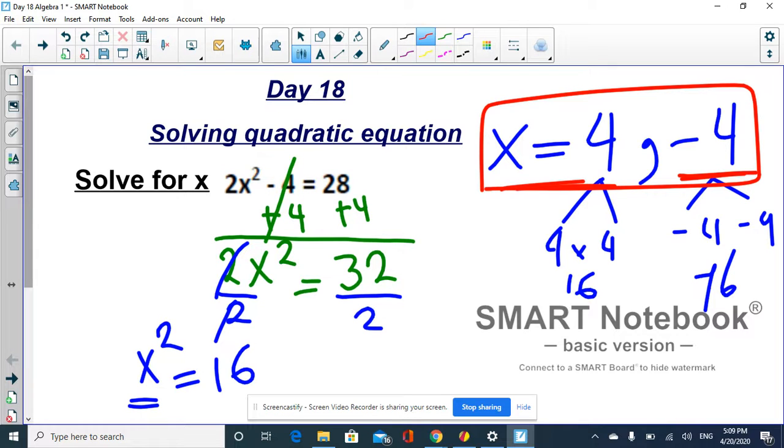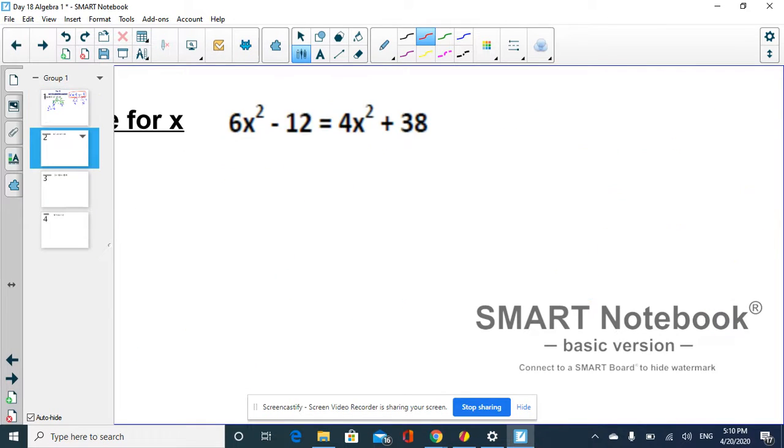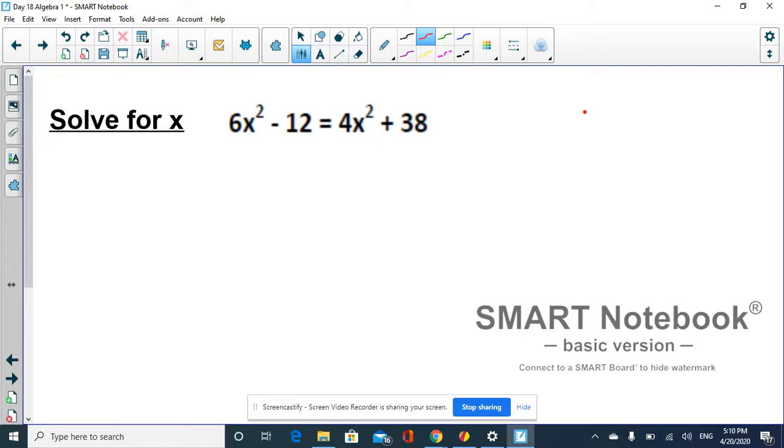Let's see another example. x squared minus 6x squared minus 12 equal 4x squared plus 38. And this time we have x squared, we don't have x, so we can use the same method, like keep x in one side and move all the numbers in the other side. In this one, we have x squared in the right side and in the left side. We can delete one of them.